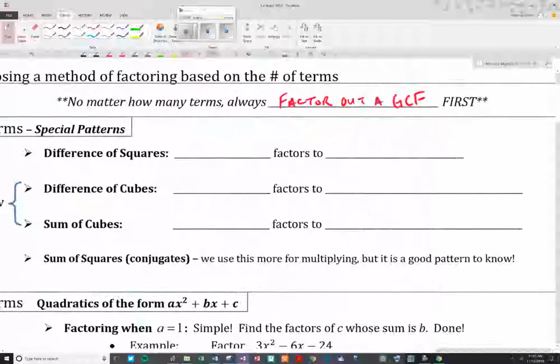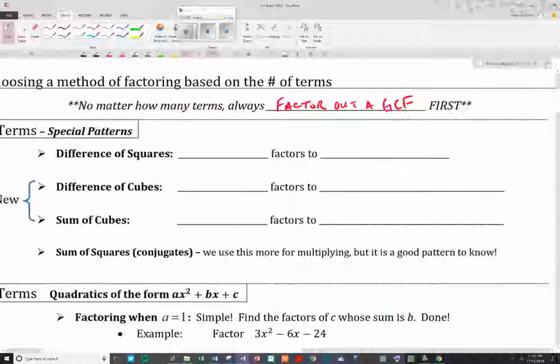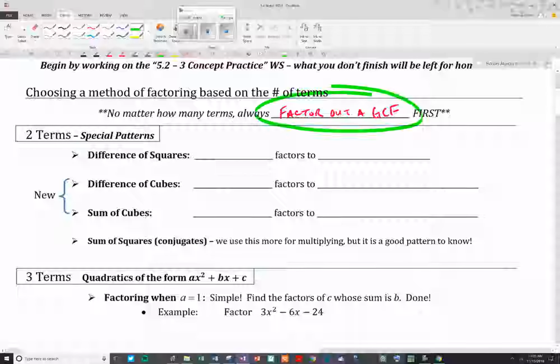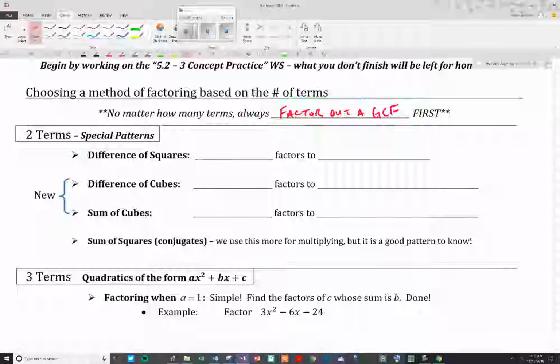There are all sorts of patterns involved in factoring, but especially if there are 2 terms. Then we are going to definitely want to look for some of the patterns that we have listed here. No matter what you do, no matter how many terms, no matter how you're going to factor, always try to factor out a GCF first. Pull out a GCF, that's always going to make things a little bit easier.